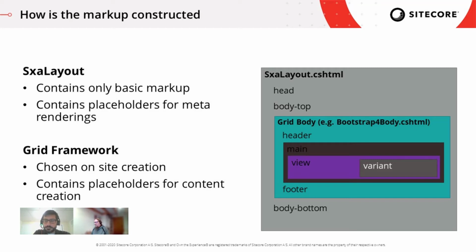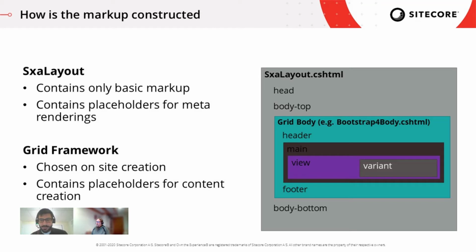So that's the first part of the whole markup that you can get coming from the layout and the grid body. And of course, then you add your components to the page, which always have a view file. And if you go for a view or a rendering that supports rendering variants, then you also get whatever is defined in the variant definition item as markup on your page. So that's basically the whole structure of how and where your markup comes from.